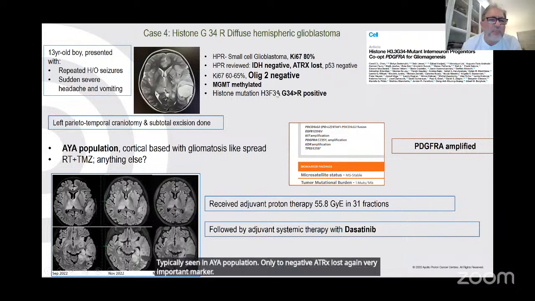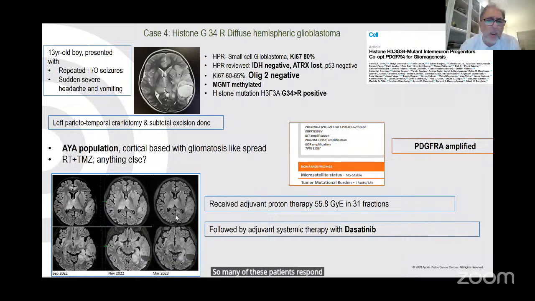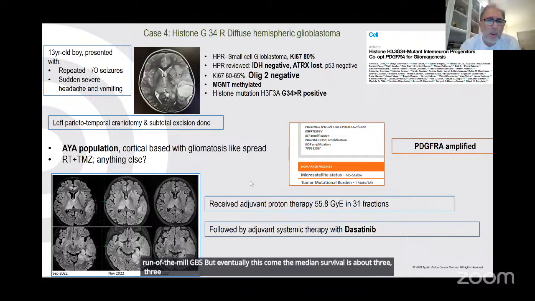Interestingly, 60% are MGMT promoter methylated, which is actually a good sign, as compared to about 30% of the routine glioblastomas. So many of these patients respond very well. They're slightly better than run-of-the-mill GBM, but eventually they succumb. The median survival is about 3.5 years, sometimes even less. So they are also incurable tumors.